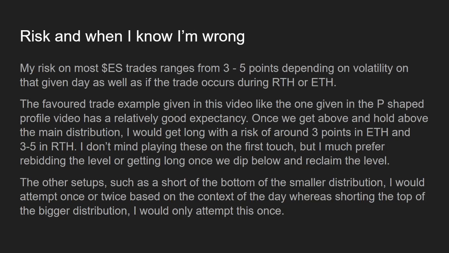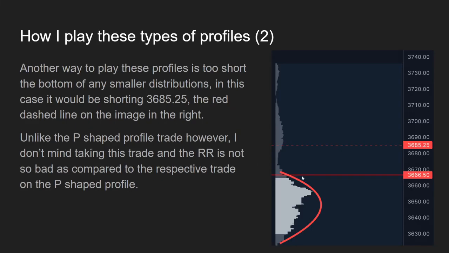I don't mind playing these on the first touch, but I would much rather rebid the level or get long once we dip below and reclaim the level. When I say get below and reclaim the level, I'm talking about, say we're at 3666, we have a slight break above, so the first try would be to long here, as I said. But I would much rather we get below, get above again, reclaim, we're above the level, we retest it and we hold, and that would be another trigger to get long in this particular trade setup.